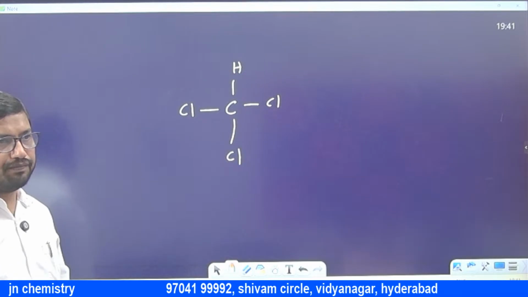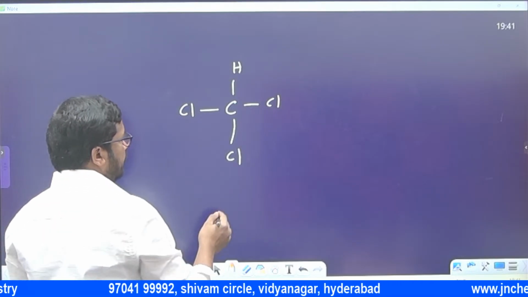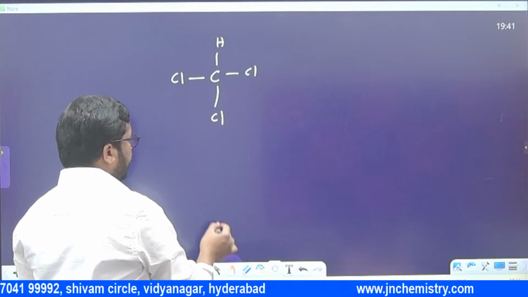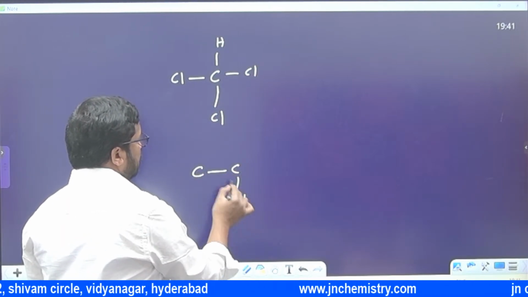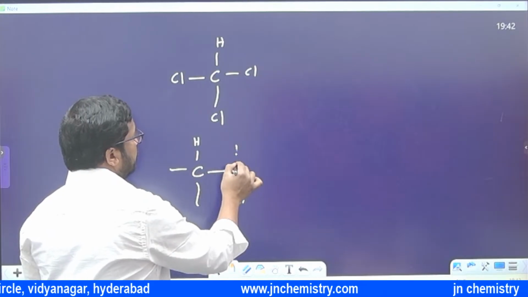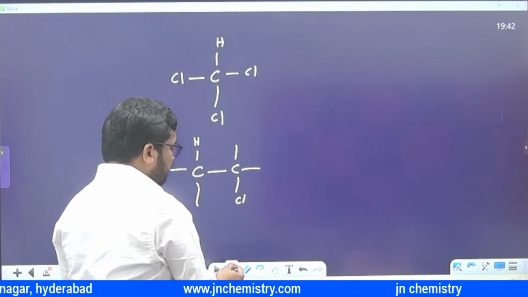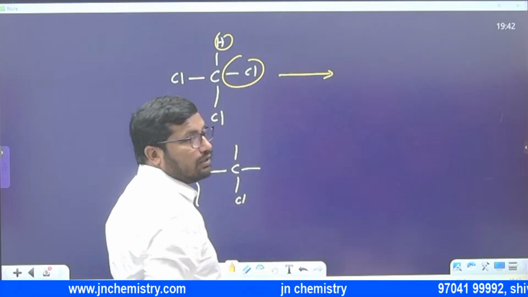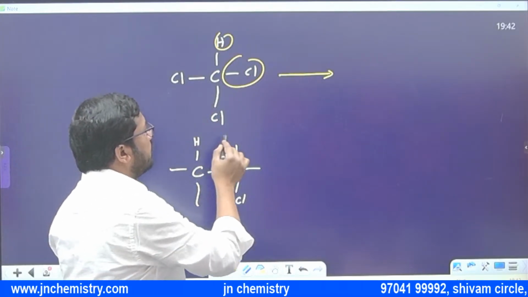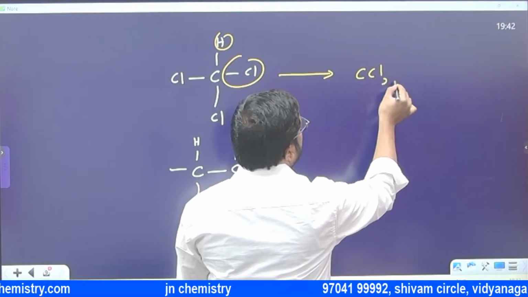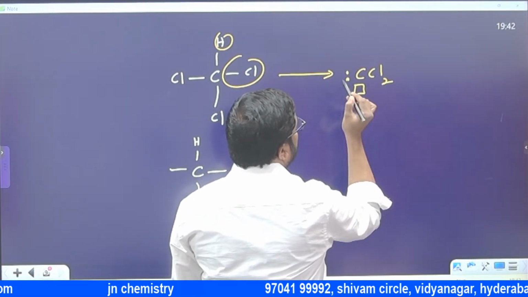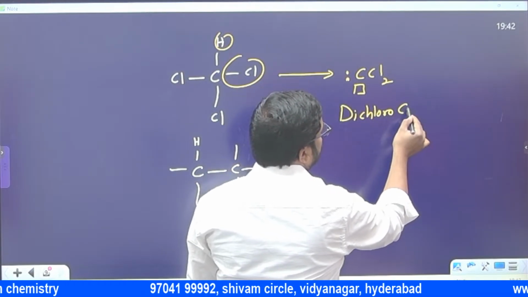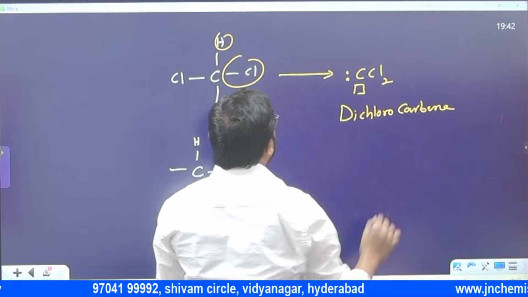CHCl3, nothing but chloroform, right? In case of beta elimination, we are removing from the adjacent carbons. Here, hydrogen and chlorine, H plus and Cl minus, we are removing from the same carbon. Only one carbon is there. CCl2 we will get. Here is one lone pair in dichlorocarbene.